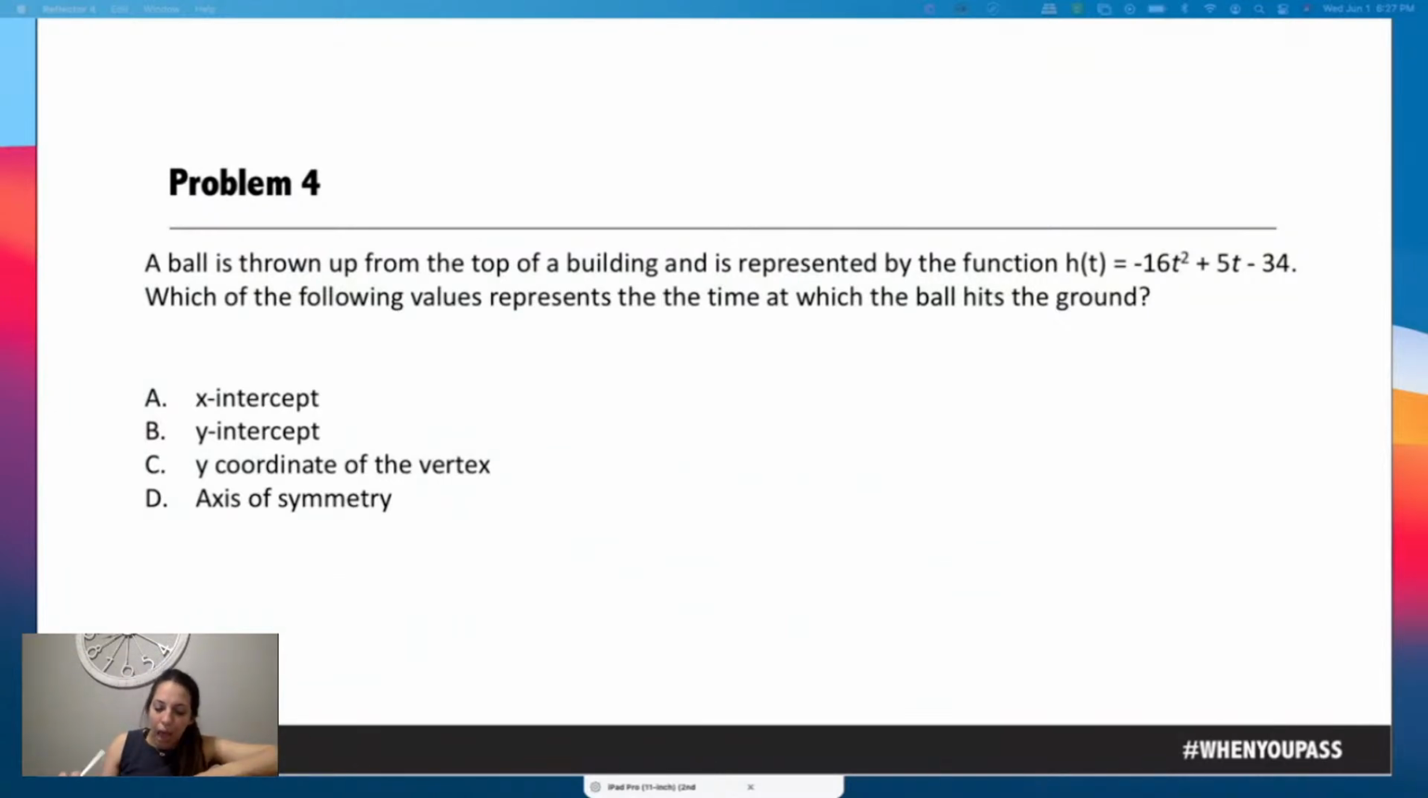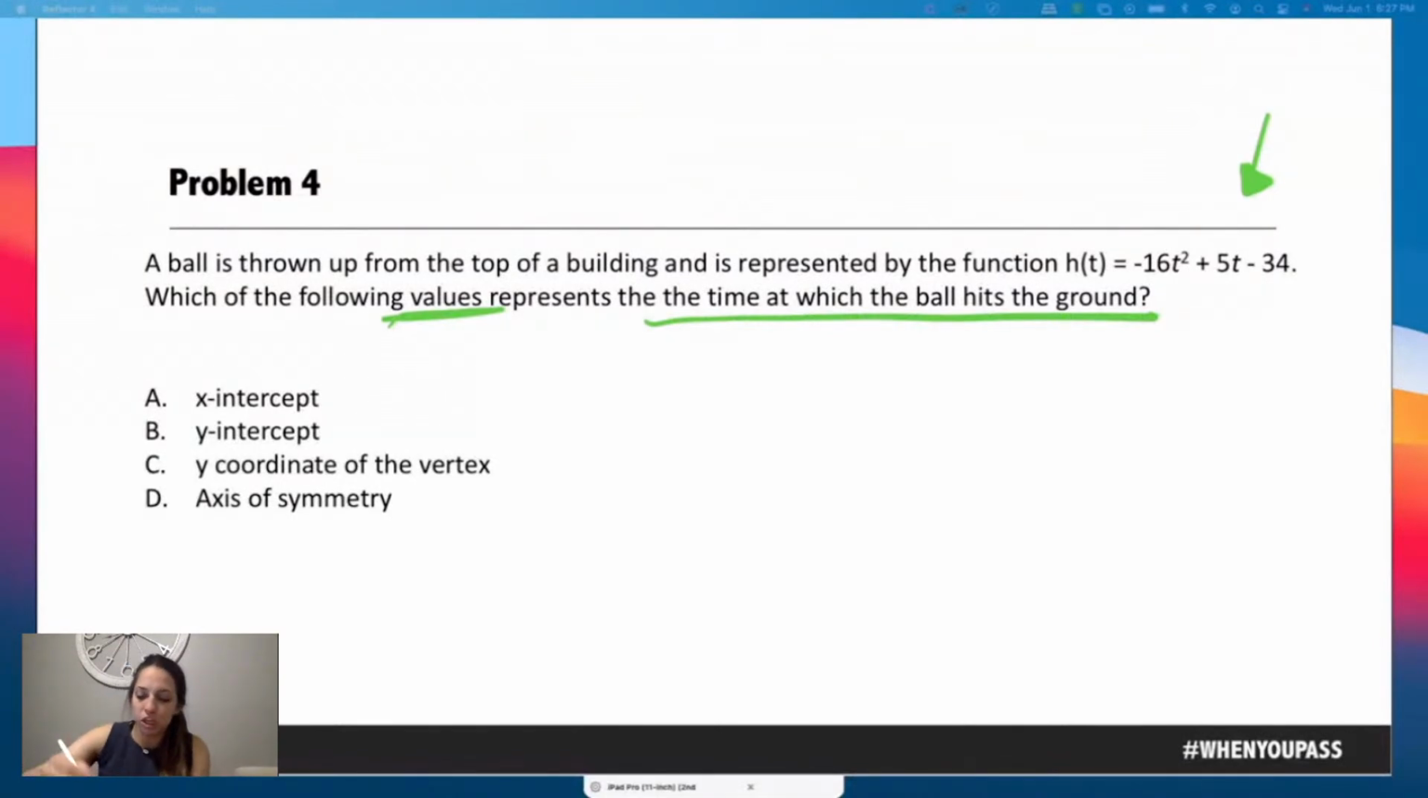A ball is thrown up from the top of a building and is represented by the function h of t equals negative 16t squared plus 5t minus 34. Which of the following values, so we're not actually solving something, represents the time at which the ball hits the ground? This is a super fun question.